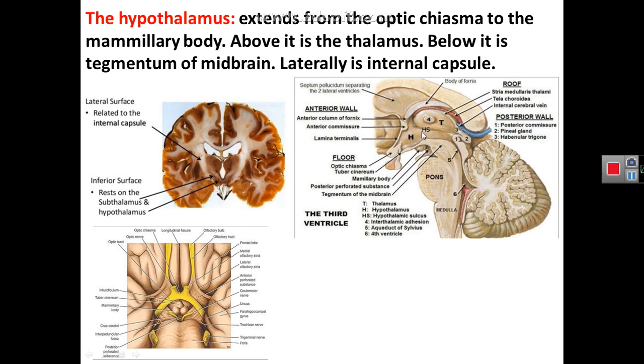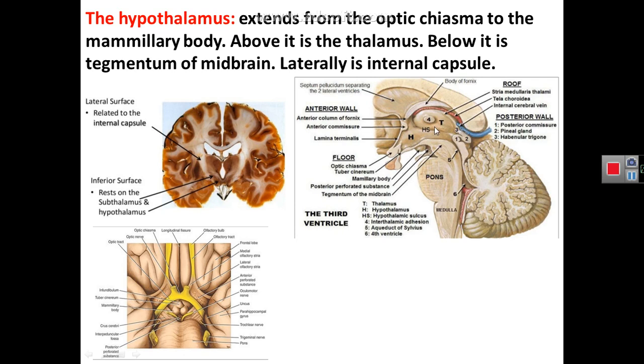Now we will describe the hypothalamus. The hypothalamus lies below the thalamus and is separated from it by the hypothalamic sulcus. Anteriorly, the hypothalamus is limited by the optic chiasma, and posteriorly, it is limited by the mammillary body. And I think you know what the optic chiasma and the mammillary body are from the description of the interpeduncular fossa.